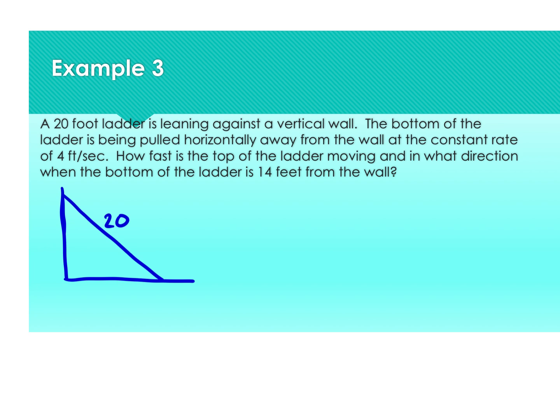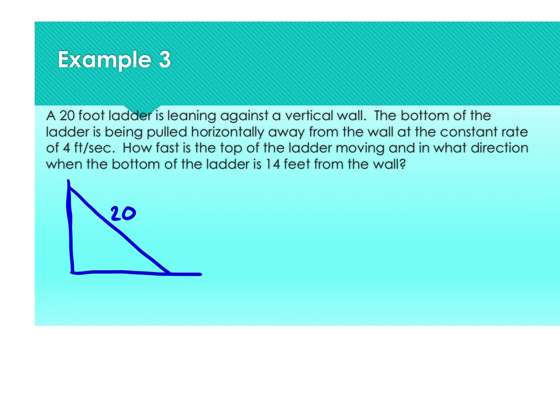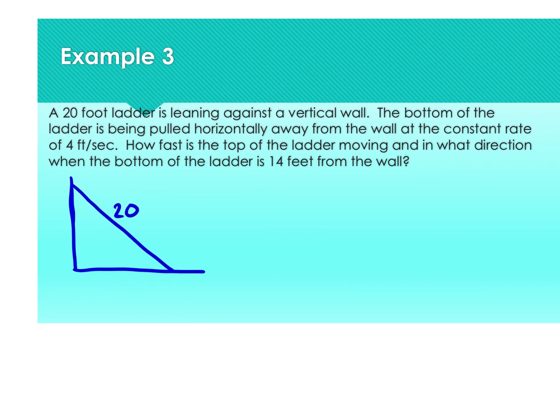So a 20-foot ladder is leaning against the wall. The bottom of the ladder is being pulled horizontally away from the wall. So I'll call the bottom x and the wall will be y. The bottom of the ladder is being pulled away from the wall at a constant rate of 4 feet per second. So the base is changing, so dx over dt would be 4.